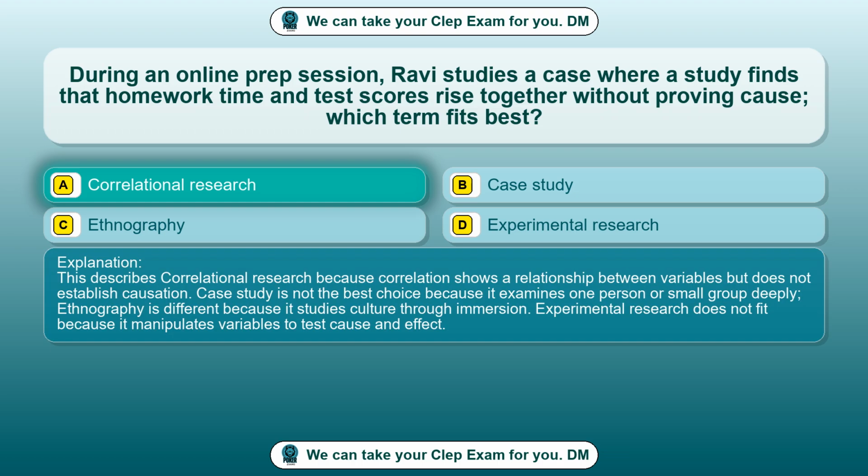This describes correlational research because correlation shows a relationship between variables but does not establish causation. Case study is not the best choice because it examines one person or small group deeply. Ethnography is different because it studies culture through immersion. Experimental research does not fit because it manipulates variables to test cause and effect.